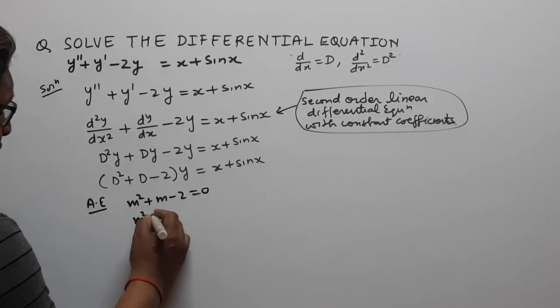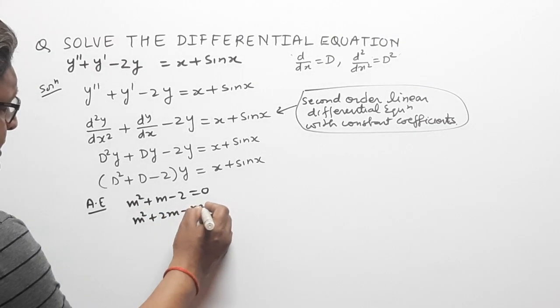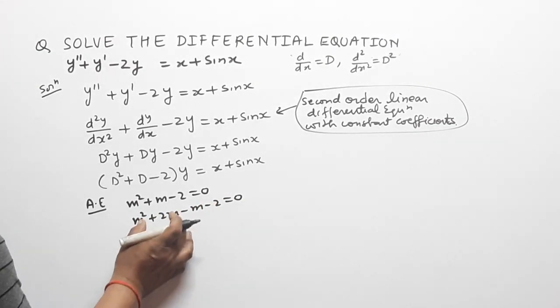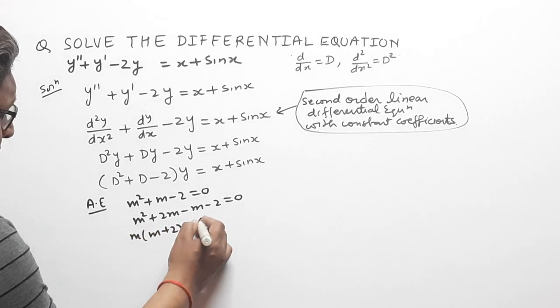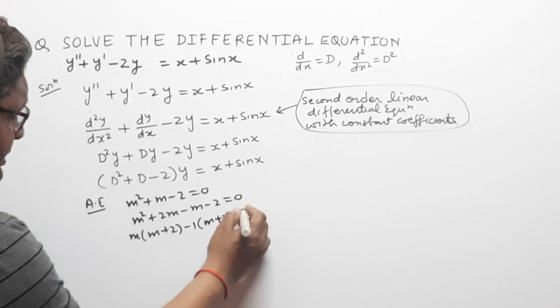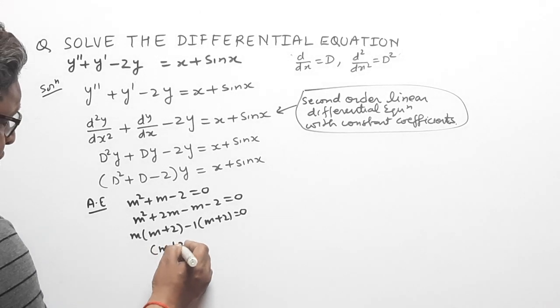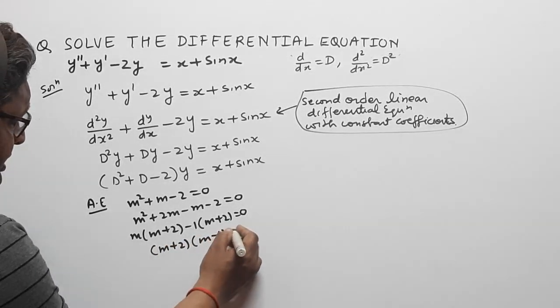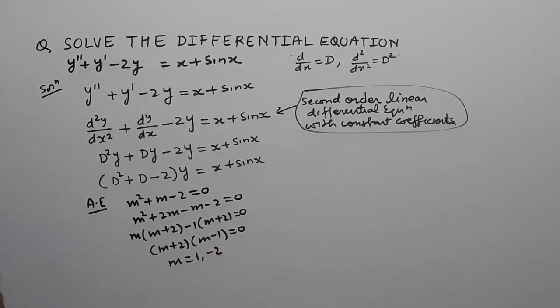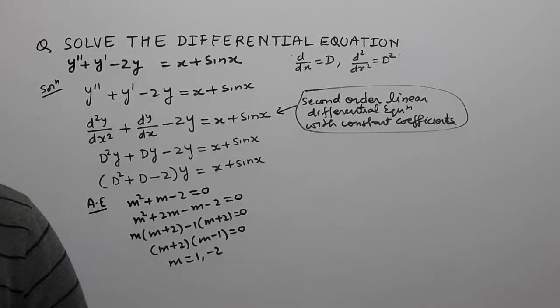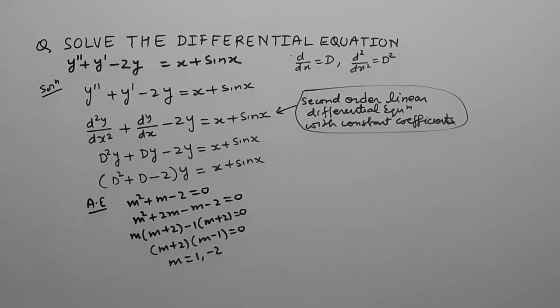So this m square plus m minus 2 equal to 0. Taking common m here we get m plus 2, taking common 1 here we get m plus 2. So taking m plus 2 common we get m minus 1. So m is equal to 1 and minus 2. These are the roots of this auxiliary equation.